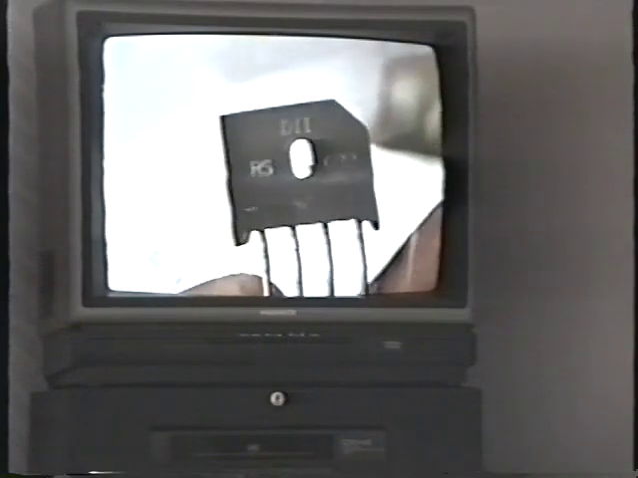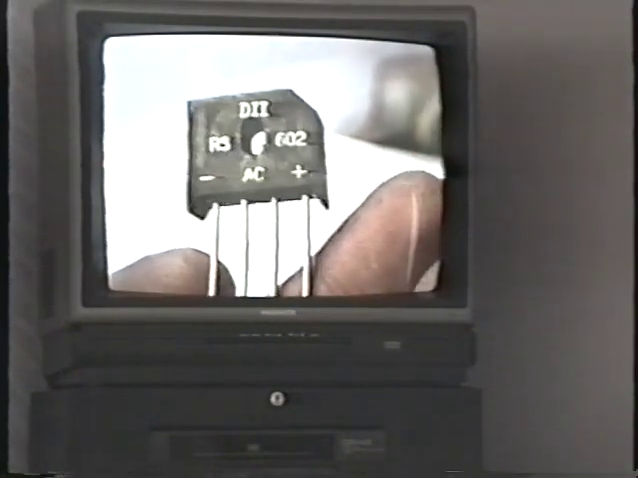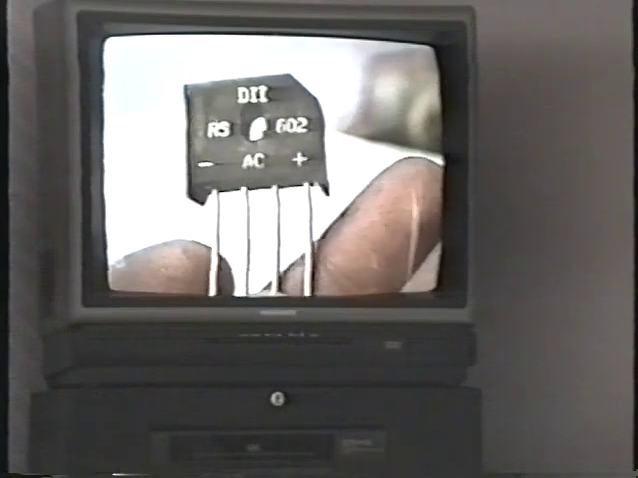Bridge rectifiers can look like that. They can look like this. Here you can clearly see the AC inputs in the middle, and the negative and positive, like that. So the purpose of that is AC into DC? Correct, changes AC into DC.